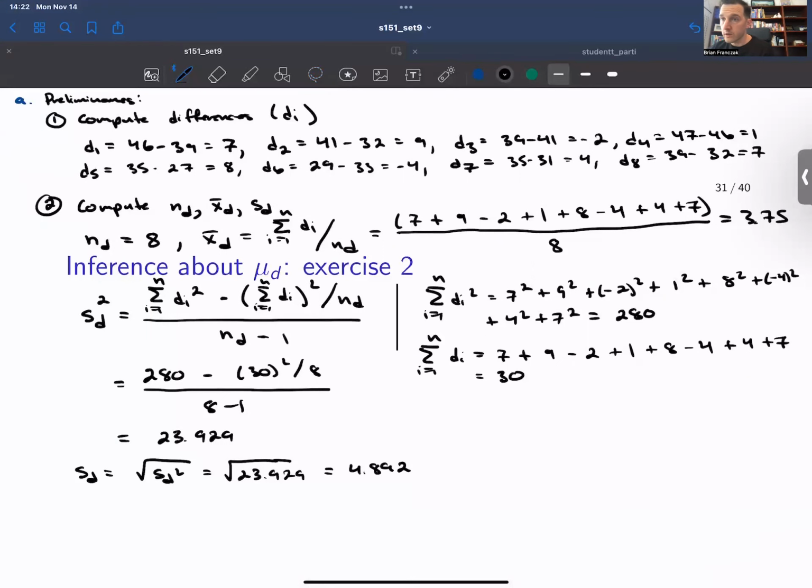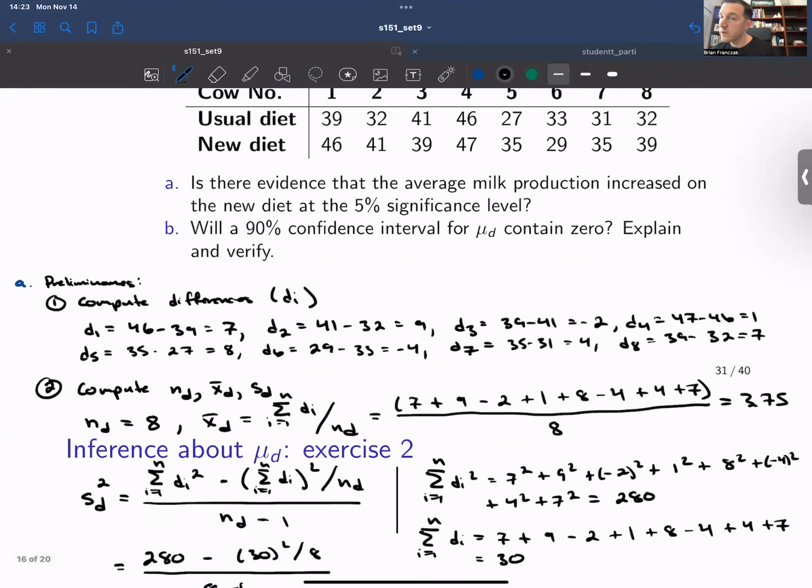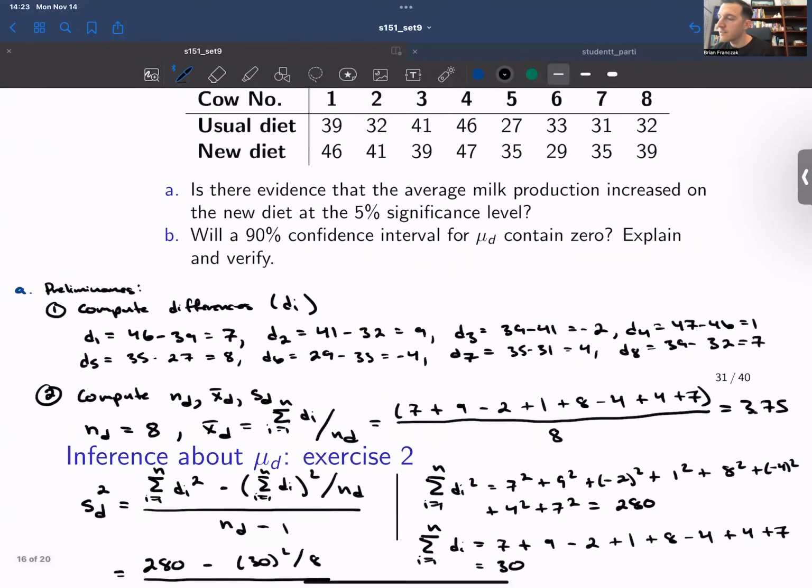Okay, so there's quite a bit of work that goes into the setup. And the most important part of this is making sure we remember the direction in which we compute the differences, because that determines the direction of the alternative hypothesis in the case of a directional test, which is what we have here, because we are asking, is there evidence that milk production increased on the new diet? So our differences were all computed as new minus usual. So we are going to be asking, is there evidence that the population mean of these differences is bigger than 0?